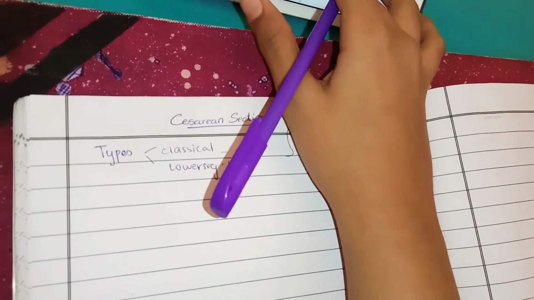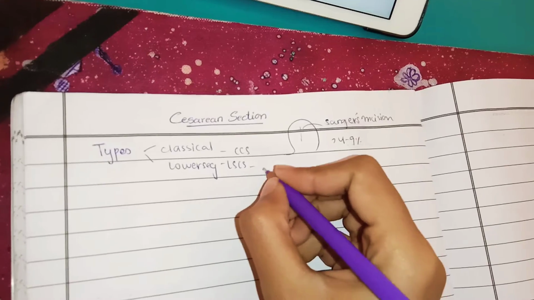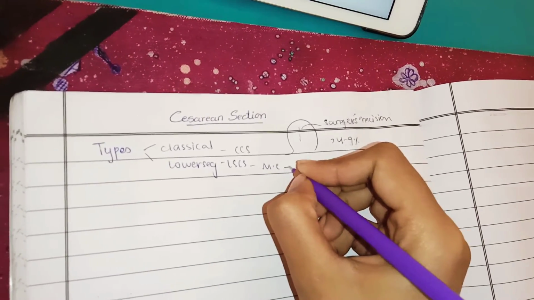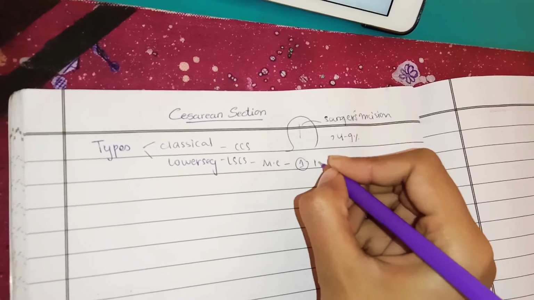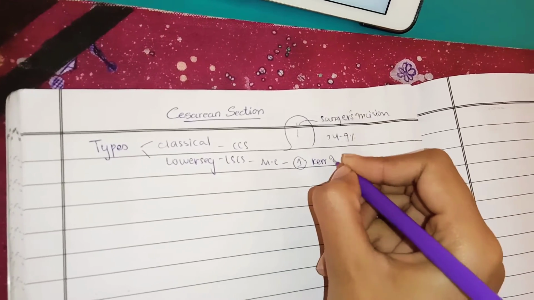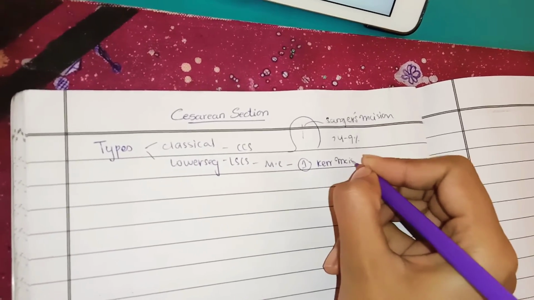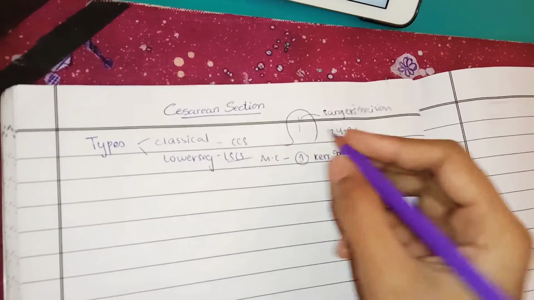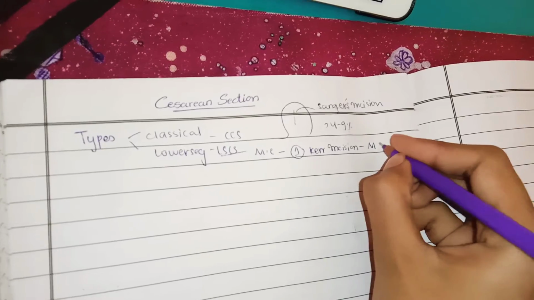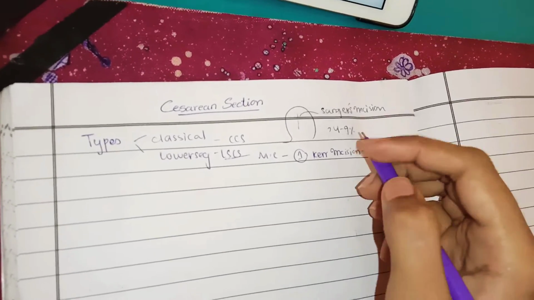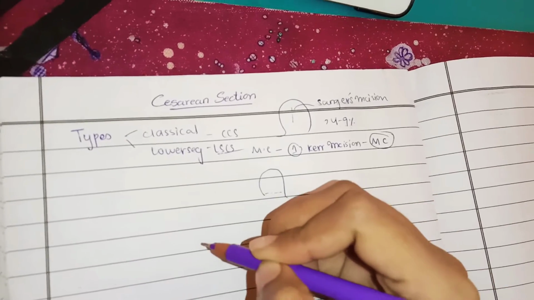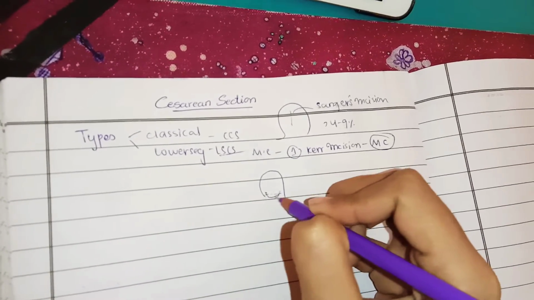Now coming to lower segment uterine section, this is the most common cesarean section, and it is divided into two types. The first one is Kerr's. As I said, the most common cesarean section is lower segment, and in that also the most common is Kerr's incision. So what is this Kerr's incision? For example, this is uterus. Here like this you will give an incision in the lower segment.